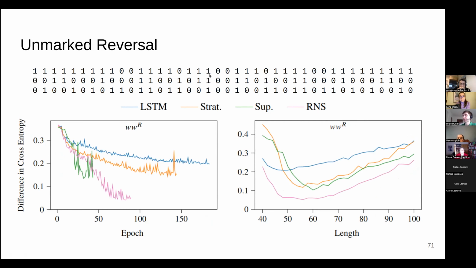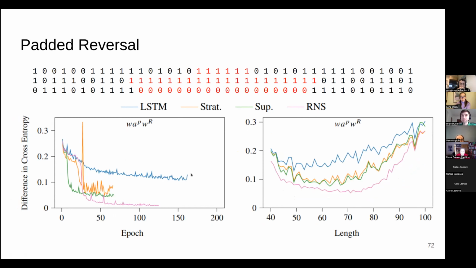Next, we have the unmarked reversal task, which is the same language without the marker symbol. So the model needs to non-deterministically guess where the split point is. And in this case, our model clearly does a lot better than the baseline stack RNNs. We also tried a similar task, which we call padded reversal. This is the same thing, but we made it more likely for the symbols in the middle to be the same symbol. And this just makes it harder to find the split point based on local palindromes. This is another case where our model beats the other stack RNNs. Again, our model is the pink line, and it's lower than everything else.